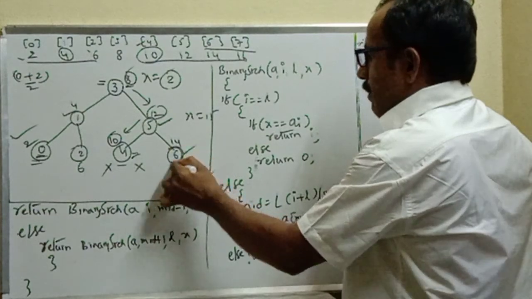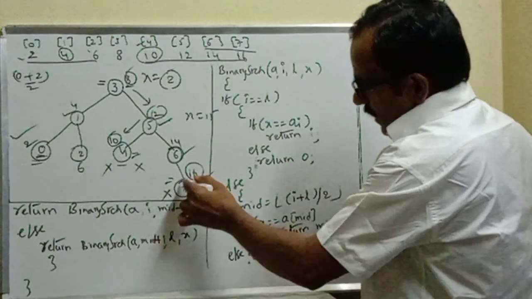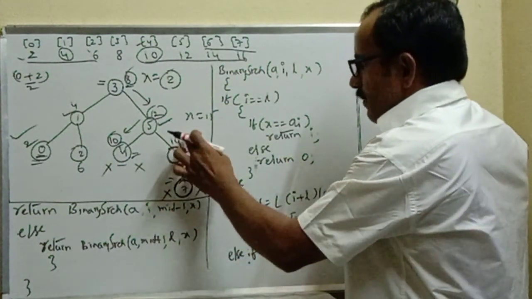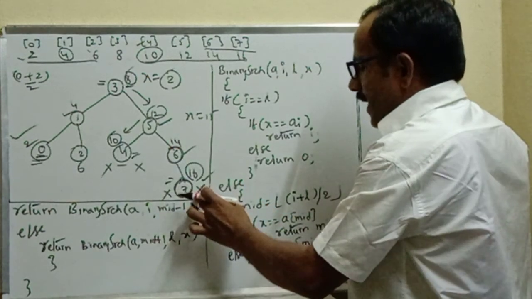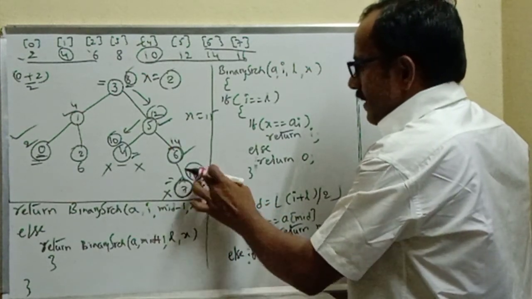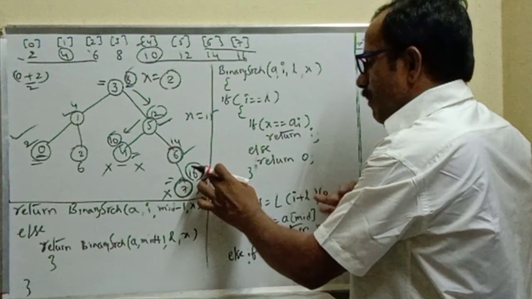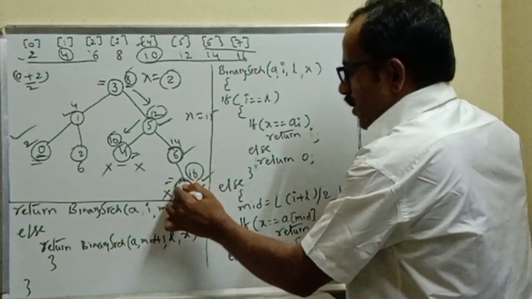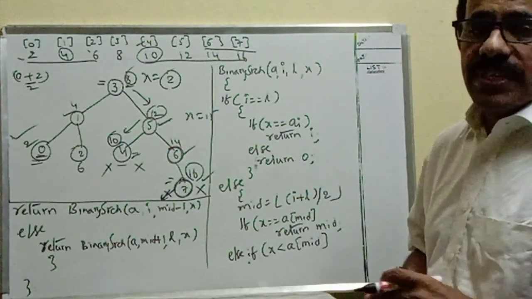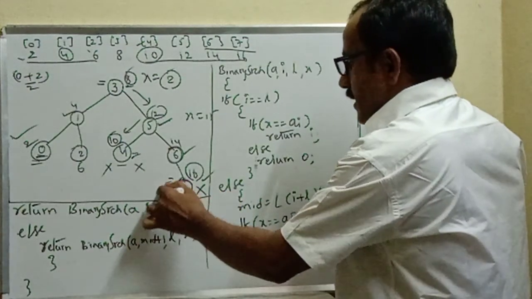Up to this is common, and this one is also common because 15 is greater than 14. But after coming here, we are comparing 15 with 16. Search is not matched. That means elements are not matched. We are supposed to go to the left side part. There is no left side portion. Then we say that the search is unsuccessful.